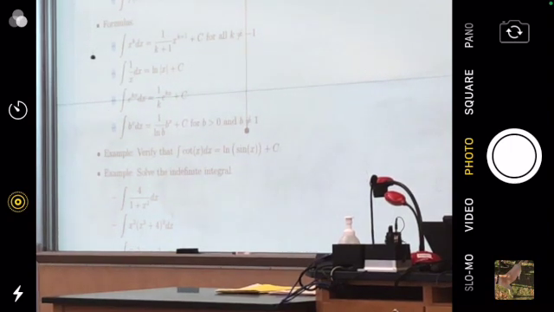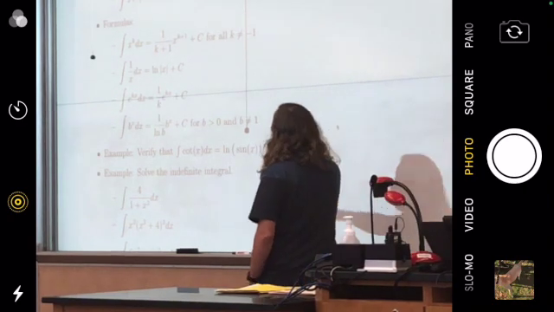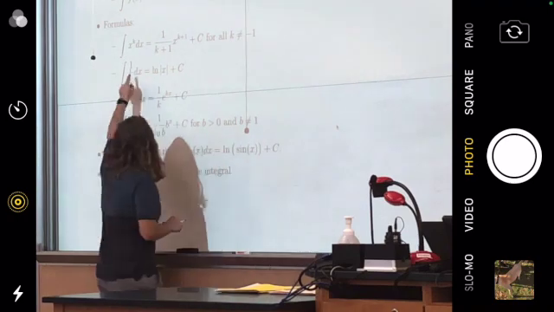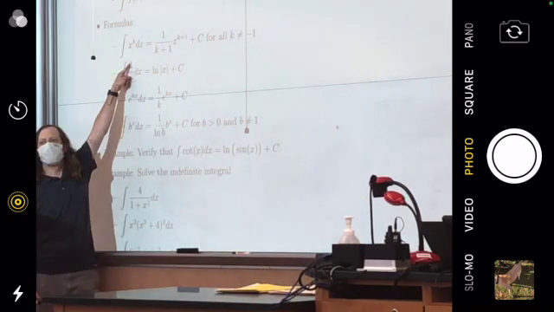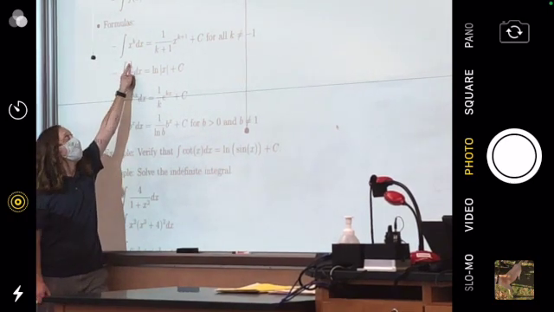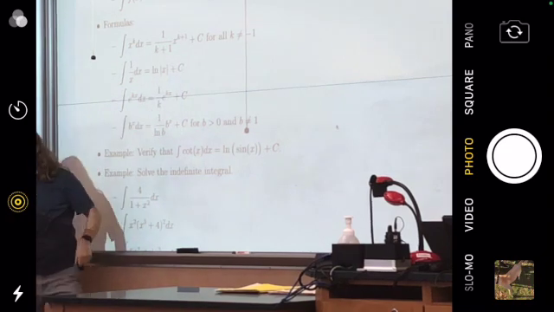So it says, what? I want to find the integral of x to the k. I want to find the antiderivative. I add 1 to the power and divide. Why would this make sense?